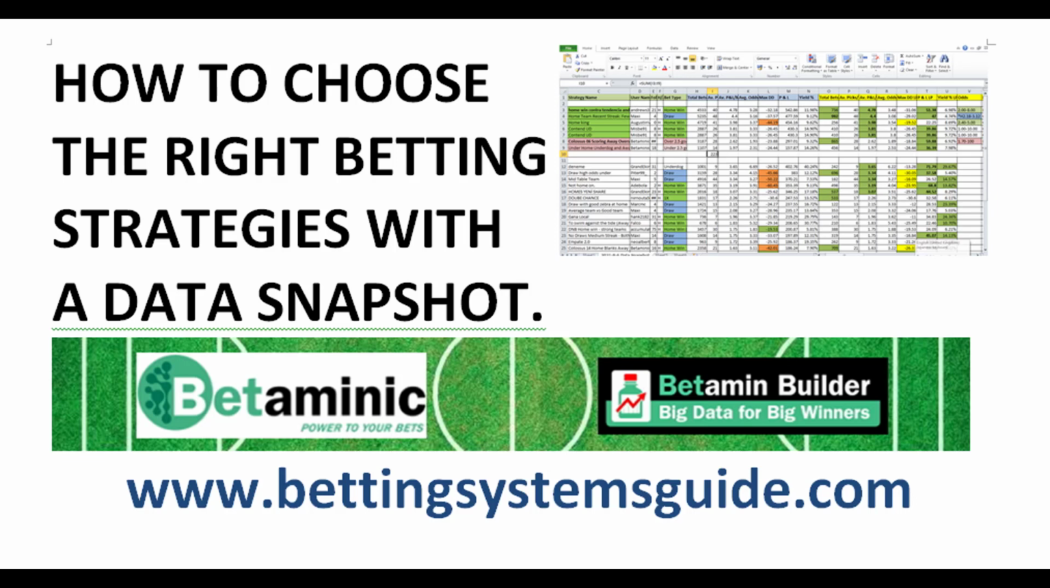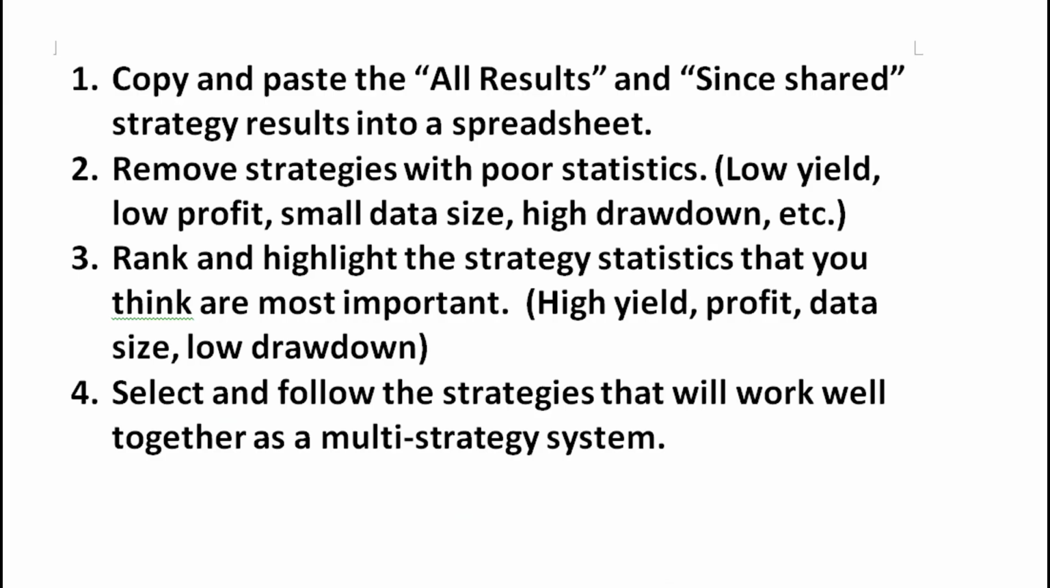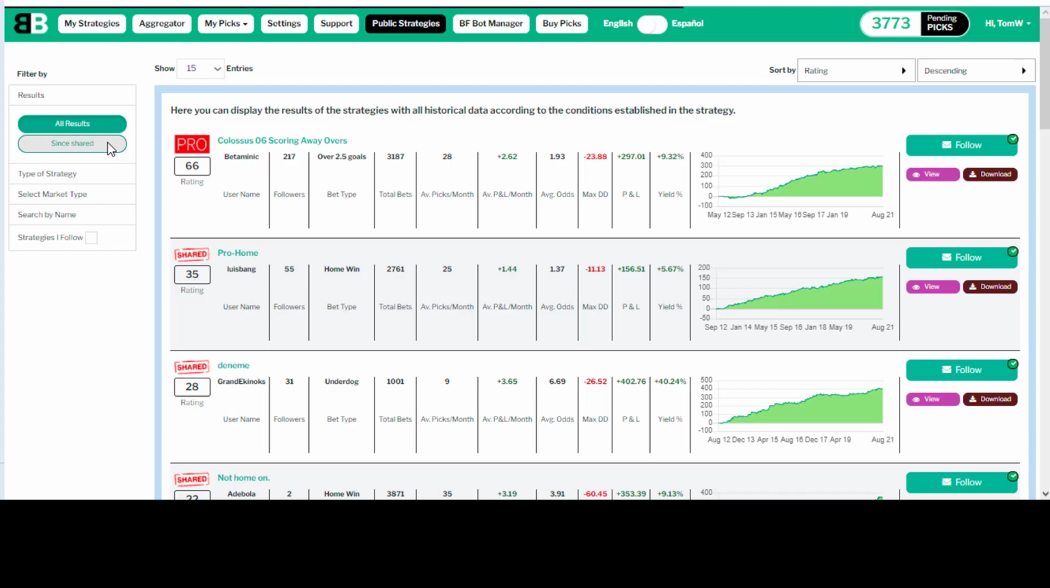In this video, I want to explain how to choose the right Betaminic betting strategies with a data snapshot. First, you can copy and paste the all results and since shared strategy results into a spreadsheet. Then remove the strategies with poor statistics and rank and highlight the strategy statistics that you think are most important. Then select and follow the strategies that will work well together in a multi-strategy system.